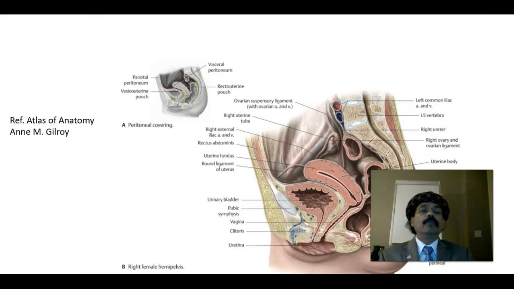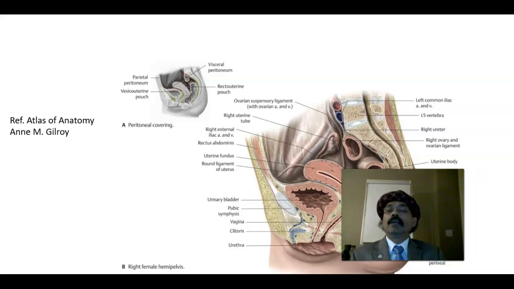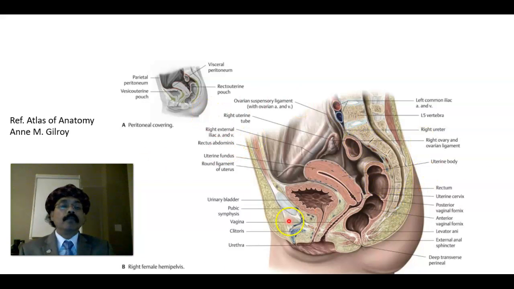If you look at the images here, this is the hemisection of the pelvis and part of the abdomen. This is the urinary bladder in a female. It is related anteriorly to the pubic bone, and posteriorly to the cervix of the uterus and the uterus. It is also related to the pelvic diaphragm and the urogenital diaphragm here.